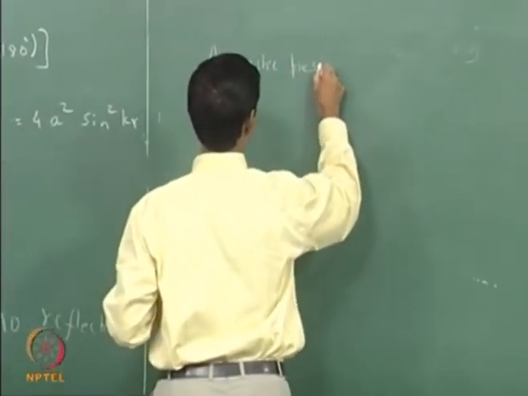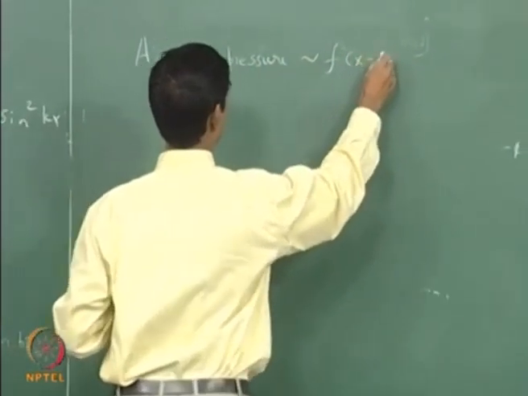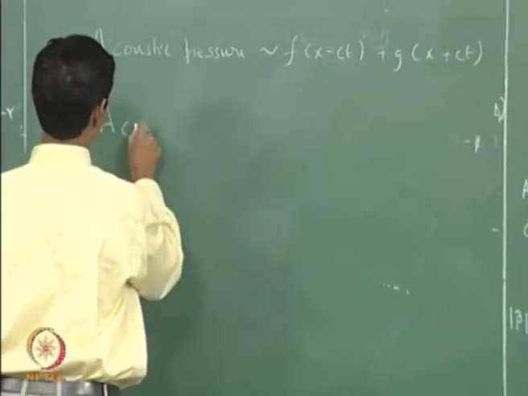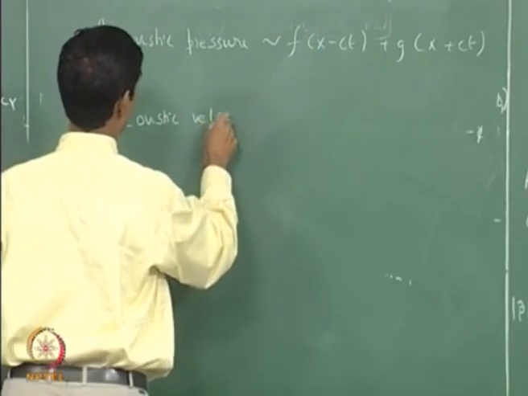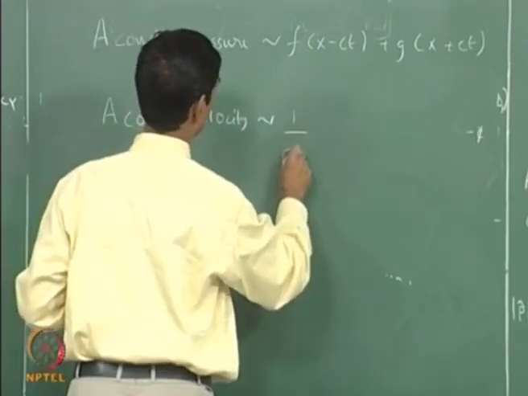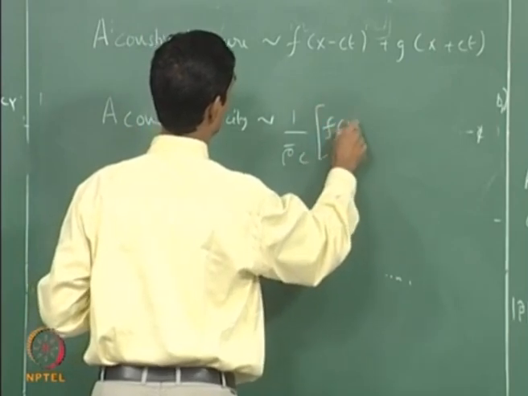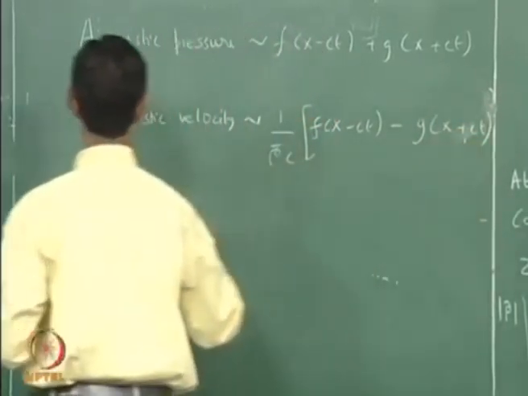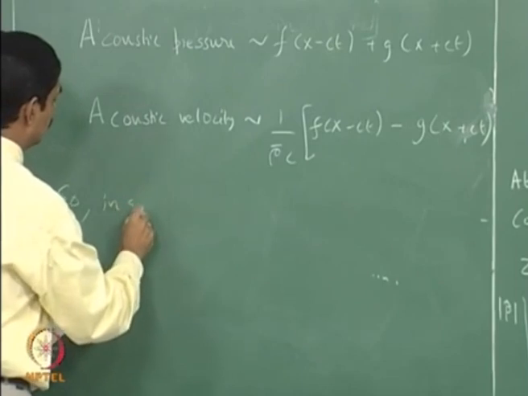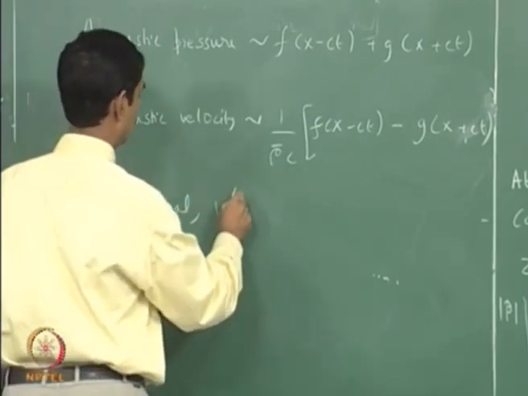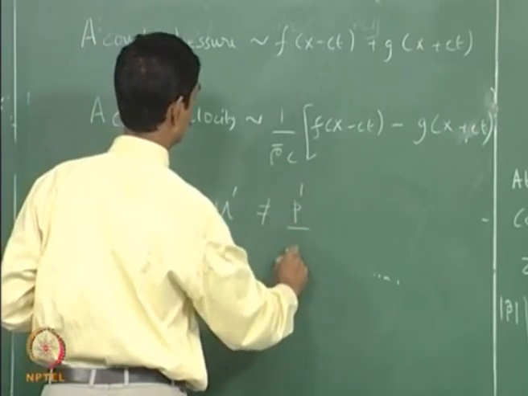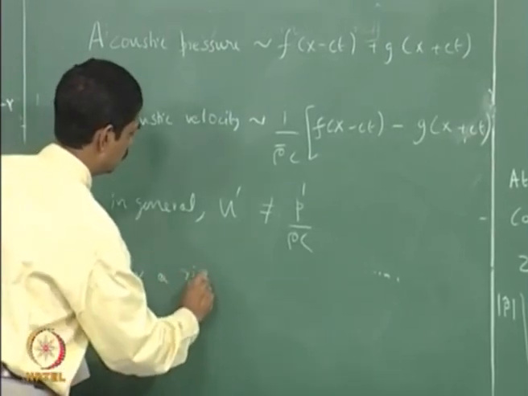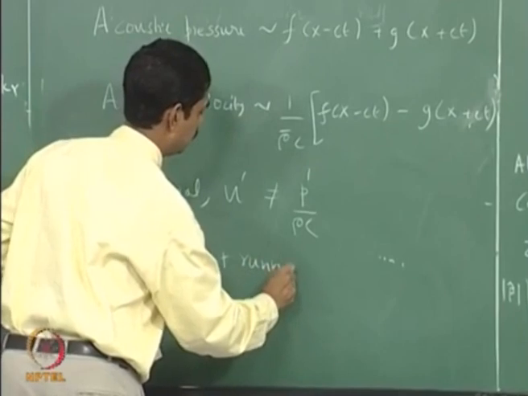Acoustic pressure is of the form f of x minus ct plus g of x plus ct, and acoustic velocity is of the form 1 over rho bar c times f of x minus ct minus g of x plus ct. So in general, u prime is not equal to p prime over rho c, only for a right running wave.